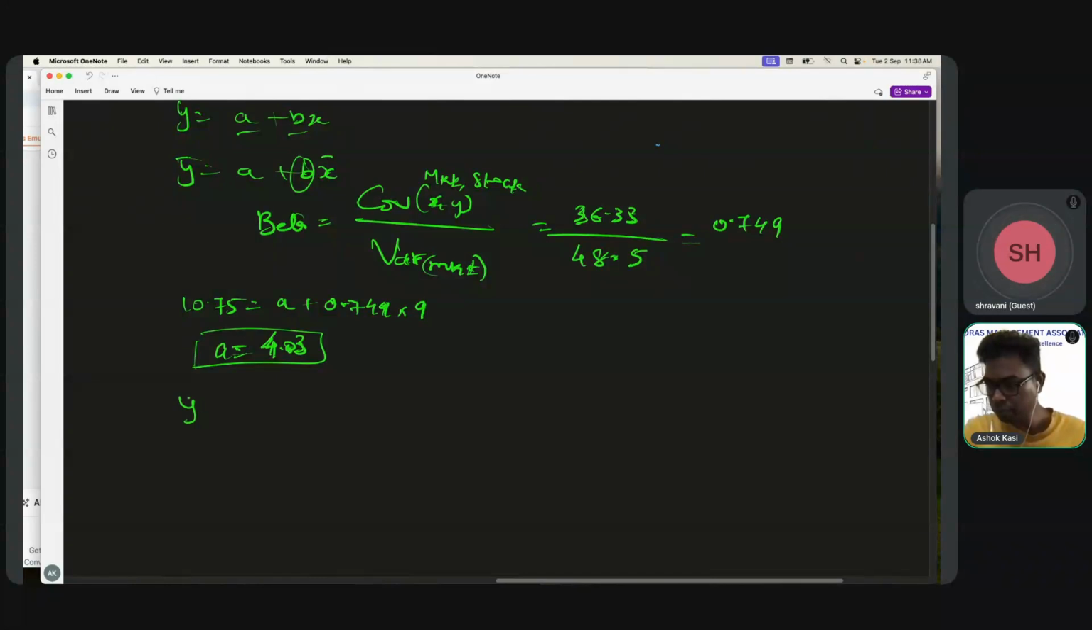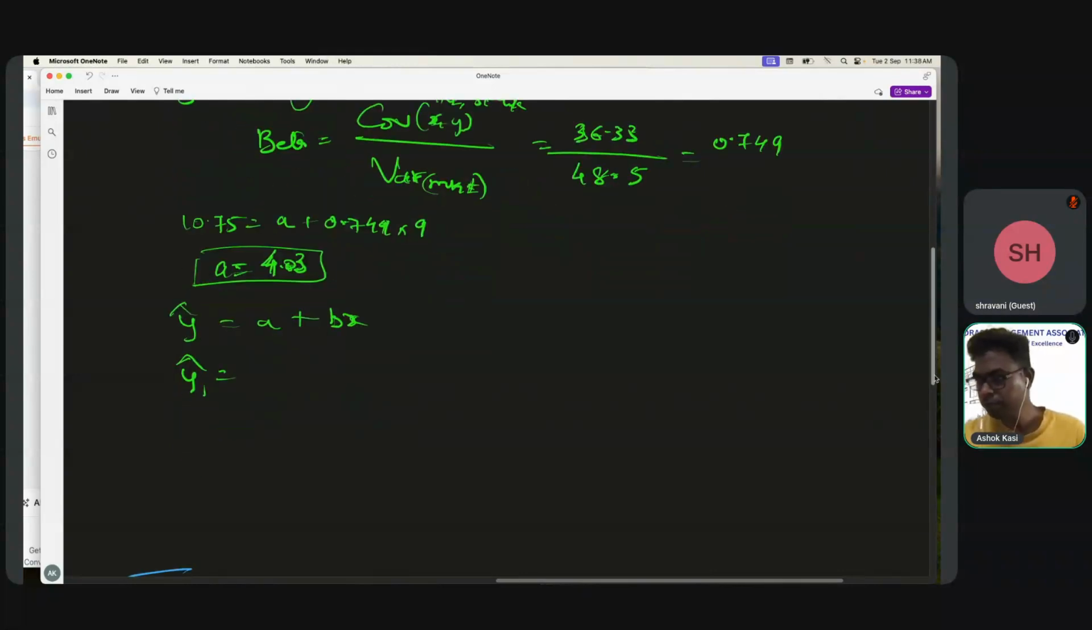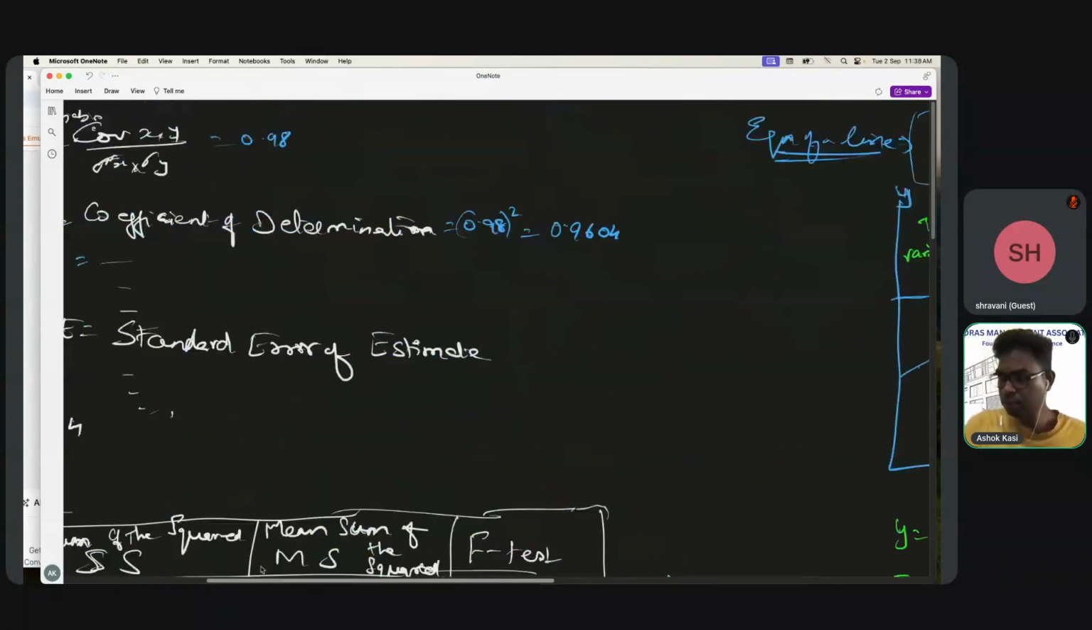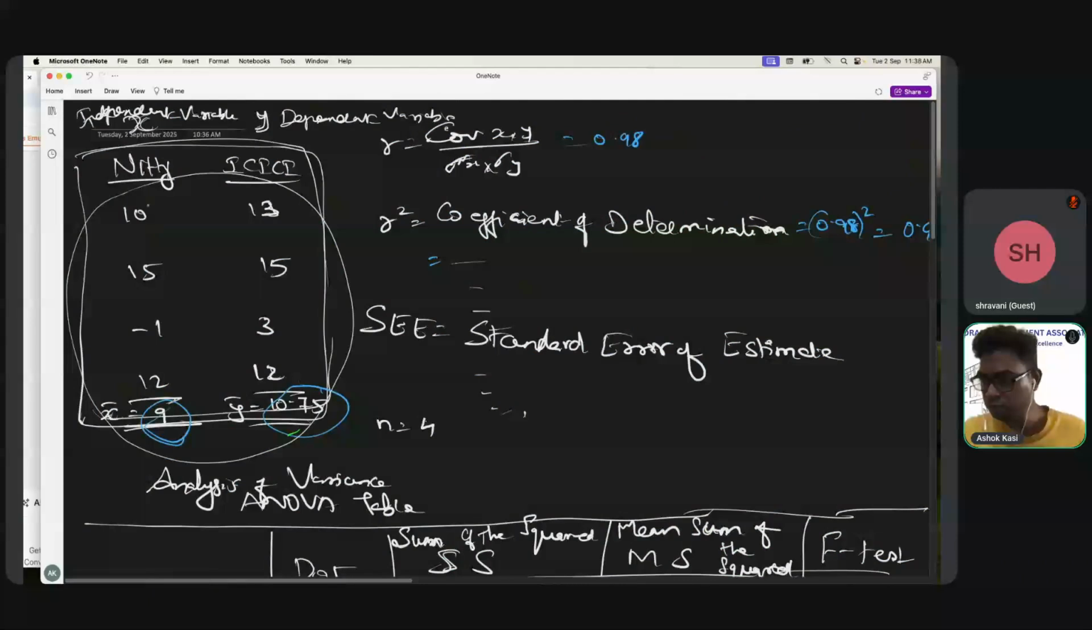Now predicted value is equal to a plus bx. That means based on x, what should be the value? Say for example, the first predicted value: a is 4.03 plus b is 0.749 into x1. So x1 is 10. For 10, the actual value is 13, but what should be the predicted value?